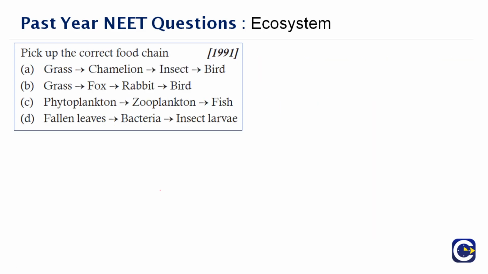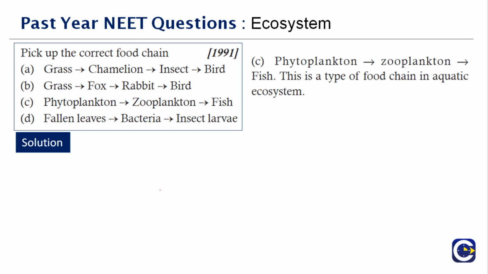Next question here. Pick up the correct food chain. Okay, we have to analyze here. Grass is eaten by chameleon, wrong. Grass is eaten by fox, it's wrong. Phytoplankton, which is eaten by zooplankton and then moves on to fish, right? Fallen leaves are taken by bacteria, and bacteria from the insect larva is wrong. Therefore, the correct answer is option C. Phytoplankton will be taken by zooplankton and zooplankton will be consumed by the fish, and this type of food chain is found in the aquatic ecosystem.